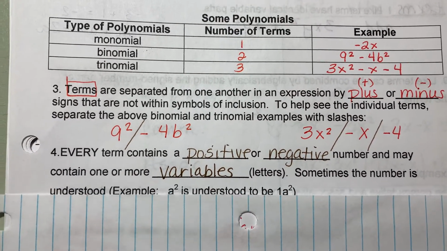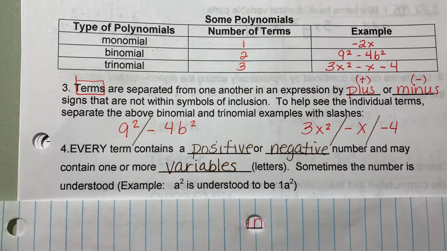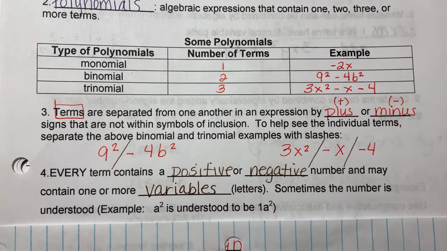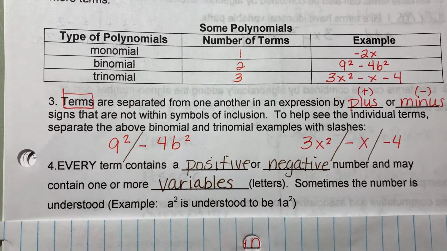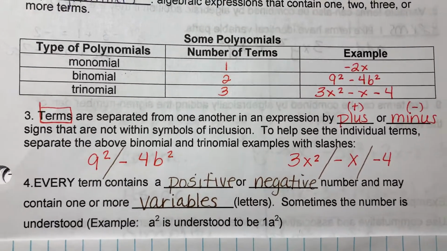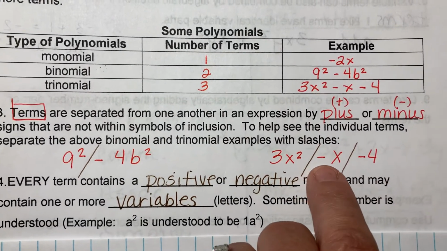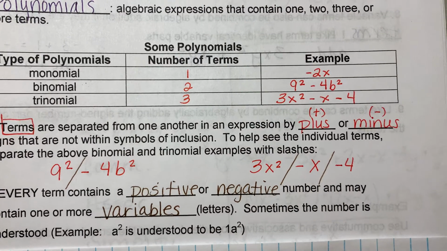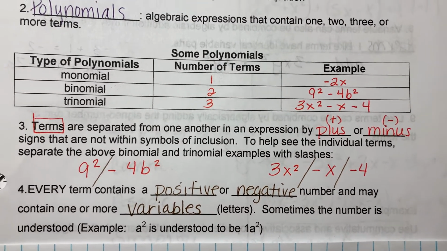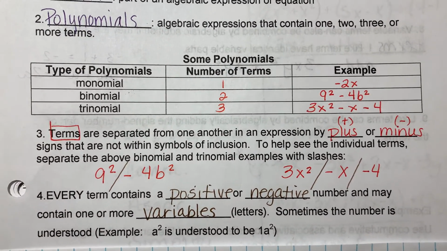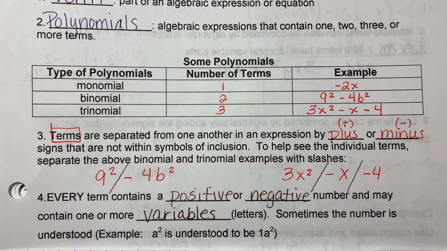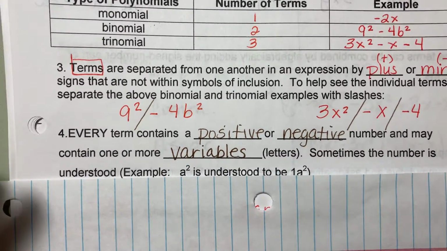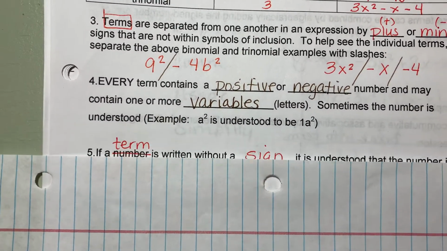Every term contains a positive or negative number, and may contain one or more variables or letters. Sometimes the number is understood, like a squared, it's understood that it is 1a squared. There's only one a squared. If I come up here and look at this negative x, it's assumed or understood that there's only one of them. It's not two x's, there's only one. So we don't have to write the 1 in front of the x, we just know that there's only one. All right, let's take a look at some examples.